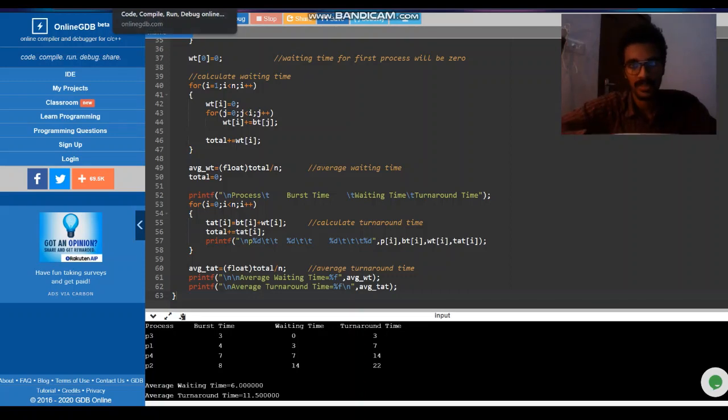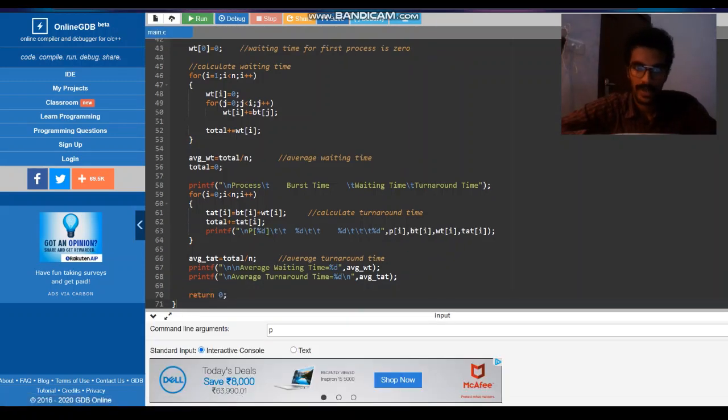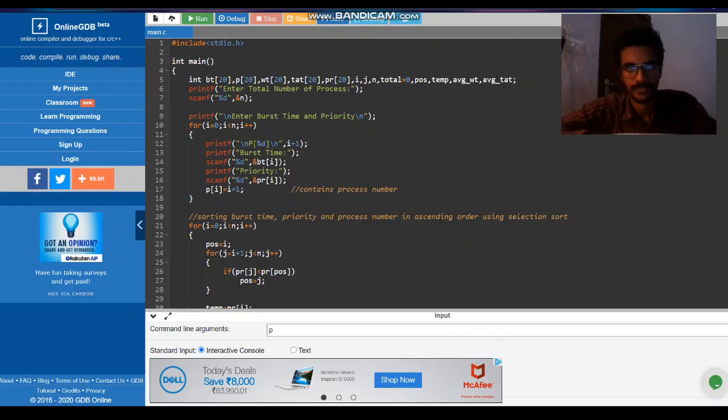Now I'm going for my third program, and that is priority scheduling. For priority scheduling, I'm going for #include <stdio.h>. The main function gets opened. I'm declaring all the variables again, the same, initializing the size and all the variables that are required. Average wait and average turnaround time are all the same. Take the number of processes, enter the burst time and the priority, and then for i equal to 0, i less than n, i plus plus.